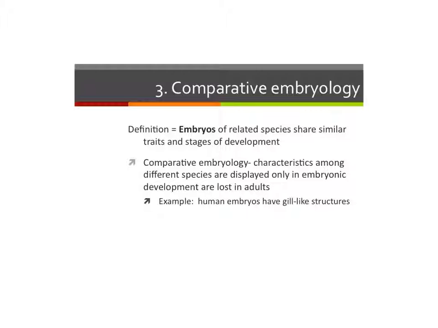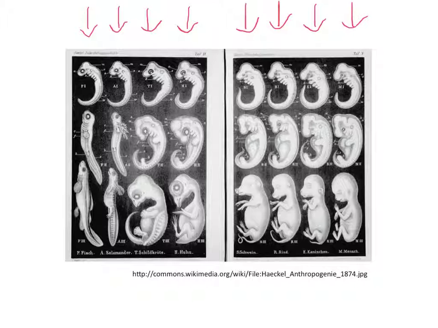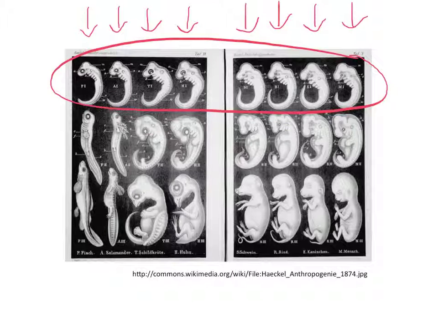Another field of science that points to evolution is called comparative embryology. Embryos of related species share similar traits in stages of early development. This means that when we compare embryos between different organisms, we can tell that we share a common ancestor. So let's take a look at some embryos. Each of the figures on the top are embryos of different organisms. And if we look at the embryos of each of these organisms, we can tell that there's tons and tons of different similarities. In the early stages of development, we all look very similar to each other.